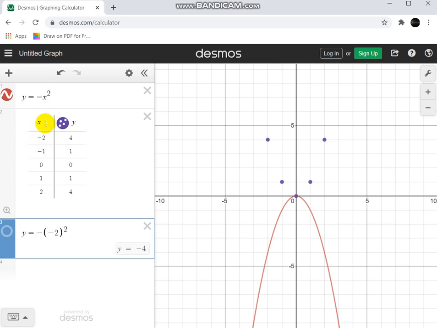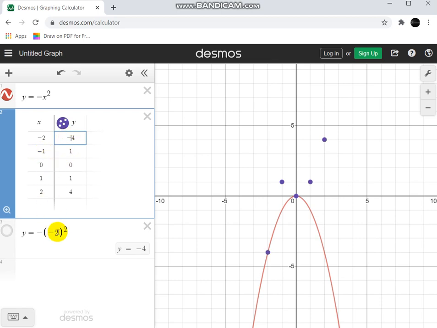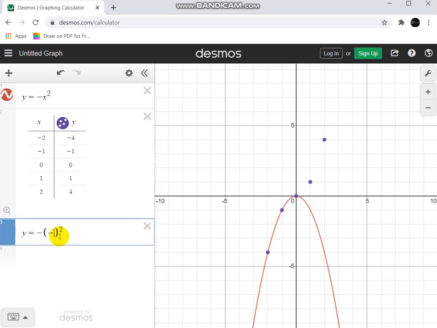If we plug in x here, we get negative of negative 2 squared. The way you get that is by following PEMDAS: negative 2 times negative 2 is positive 4, and that's how you get your negative 4. So this coordinate will turn negative for the y's, and for 0, we get negative 0 squared, which is still 0.